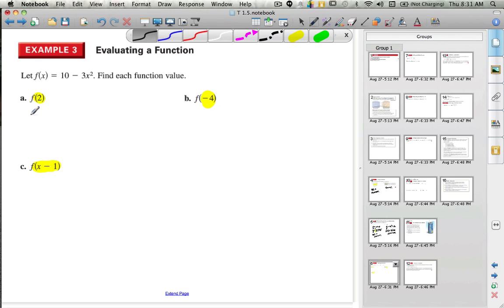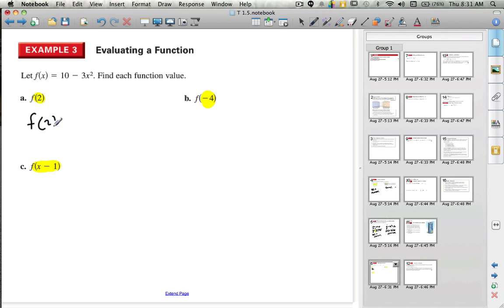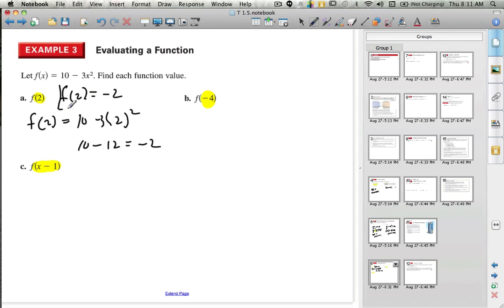What f of 2 means is take 2 and plug it into this function in place of x. And then I would follow order of operations. 2 squared is 4. 4 times 3 is 12. I'll have 10 minus 12 equals -2. So the function of 2 is -2. This would be my solution.